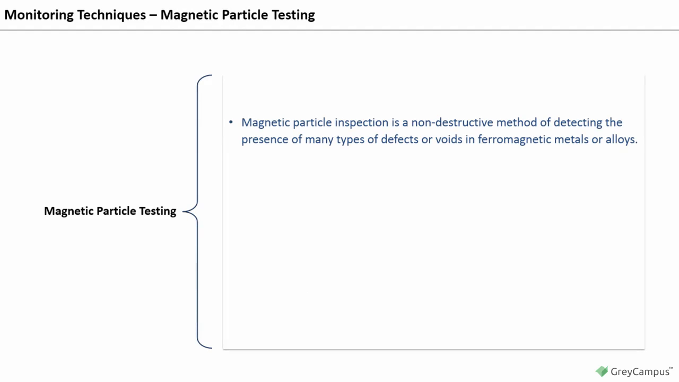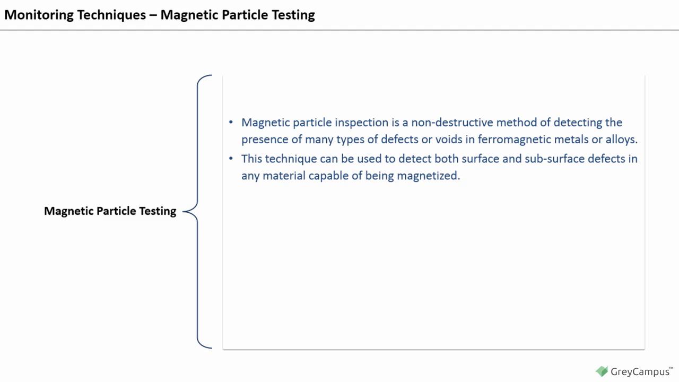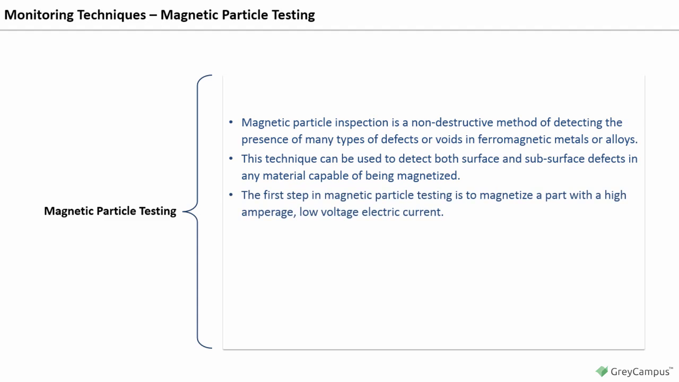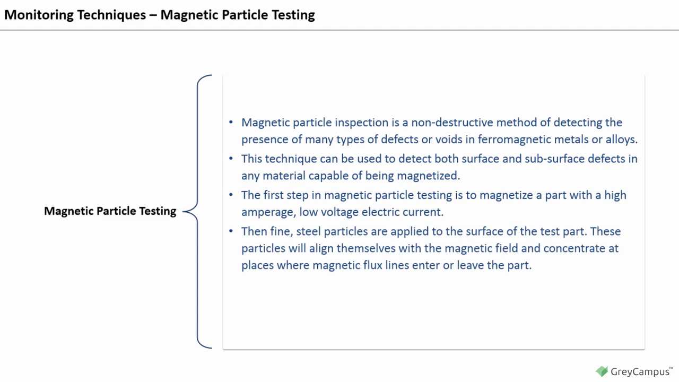Magnetic particle testing. Magnetic particle inspection is a non-destructive method of detecting the presence of many types of defects or voids in ferromagnetic metals or alloys. This technique can be used to detect both surface and subsurface defects in any material capable of being magnetized. The first step in magnetic particle testing is to magnetize a part with a high amperage, low voltage electric current. Then, fine steel particles are applied to the surface of the test part.